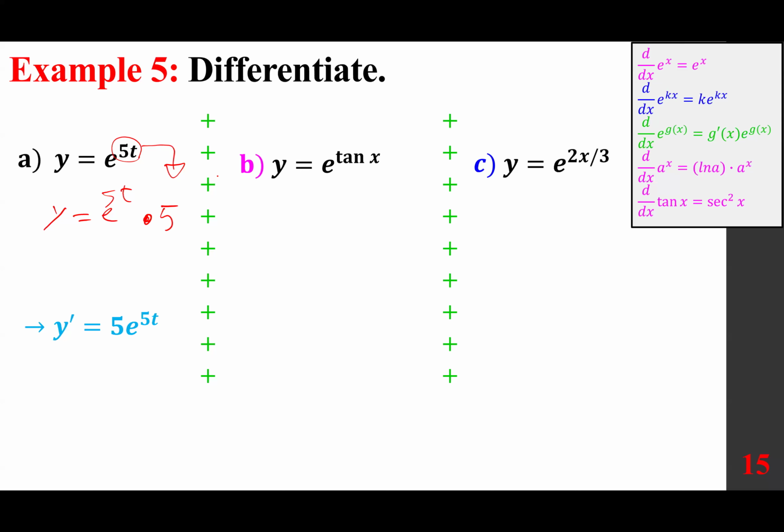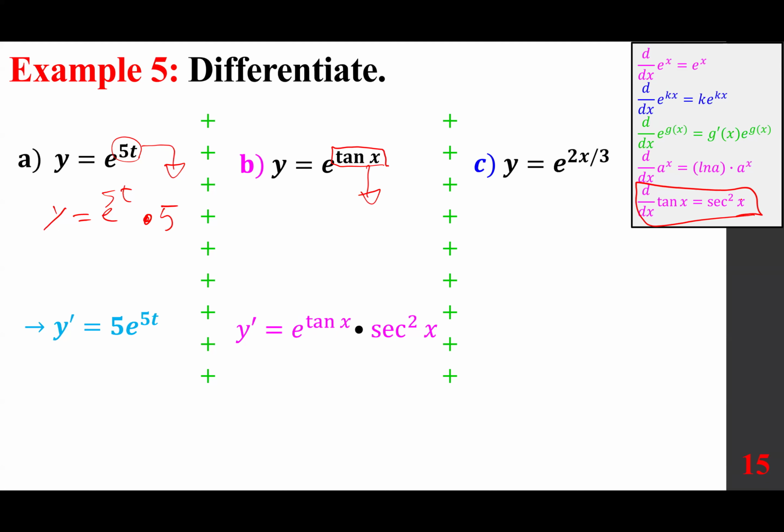Part B, the answer is itself, e to the power of tan x, times the derivative of tan x, which is secant squared, and you're done. Y prime is e to the power of tan x, secant squared x.